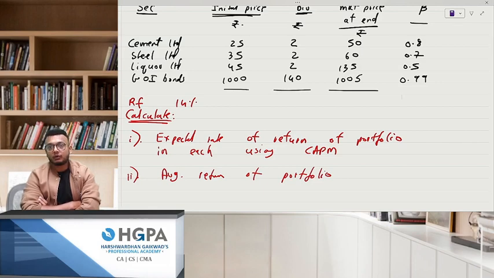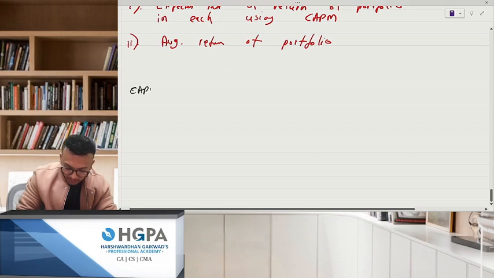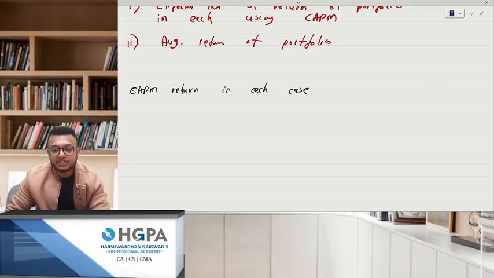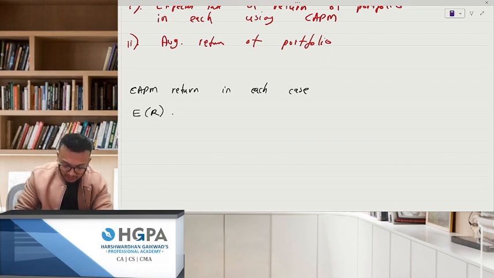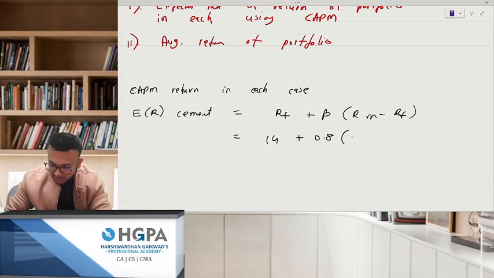Now this is your RM. Now you will compute the CAPM return in each case, so you will write expected return. The first one was cement. Write the formula: RF plus beta times (RM minus RF). Please give me the answer fast. Don't make calculation mistakes. RF is 14. How much is the beta? 0.8. RM is 26.33 minus 14. See how much is the answer.